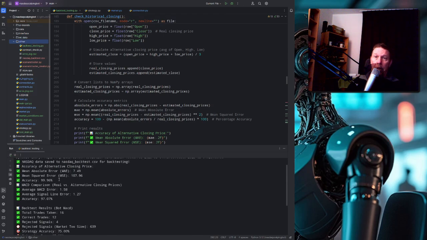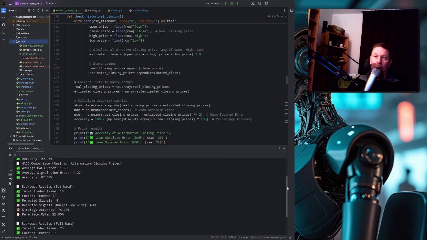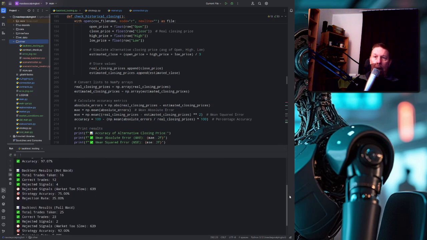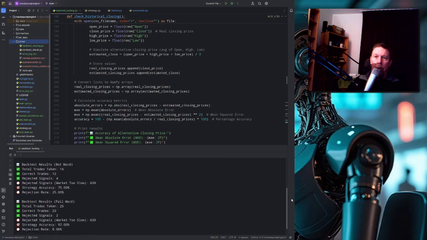We have the accuracy of the alternative closing price at almost 100%. The MACD with the alternative closing price is 97. So I'm going to delete those two from the backtesting, because I believe now that what I changed in the code is good enough to use as a closing price. But now let's see what we're going to do.